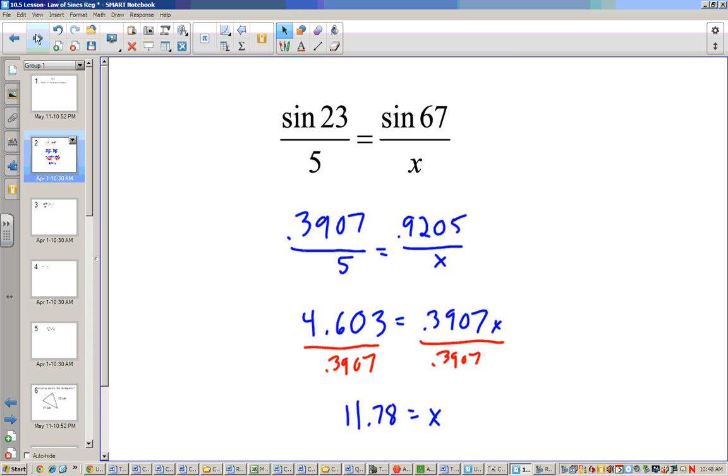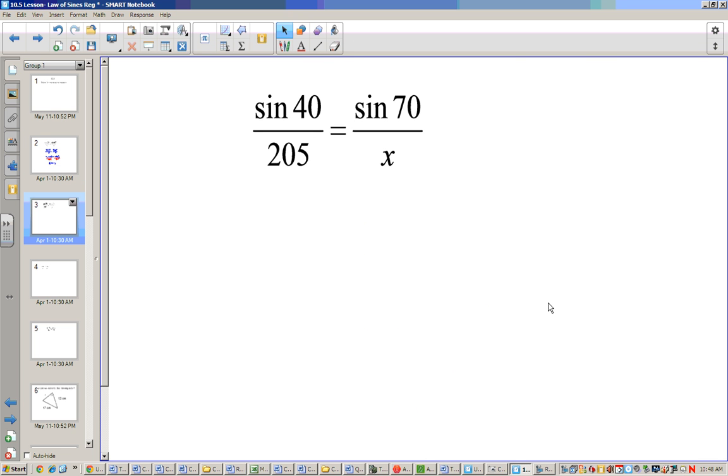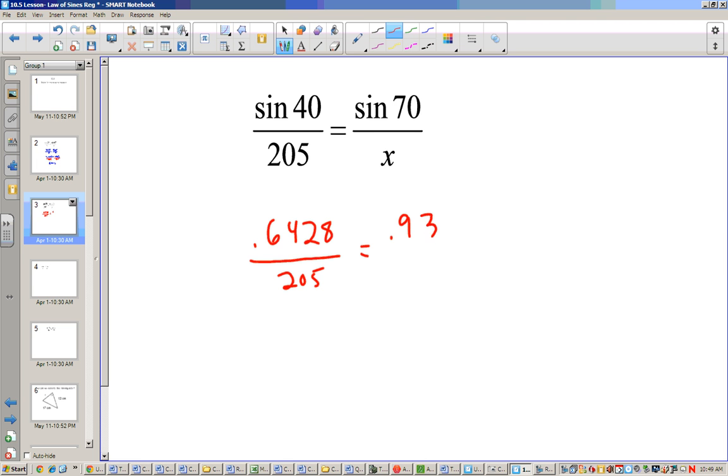Great. Let's move on. Now, if you understand that, try to do this one on your own and see if you get the right answer. Hopefully you are done, and we can go through this. First thing we do is, instead of sine of 40 and sine of 70, we type in these values. So sine of 40 is 0.64278, so let's say 0.6428, round that up, over 205 is equal to the sine of 70, which is 0.93969, so let's round that to 0.9397, over x.